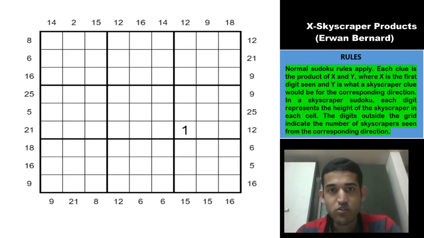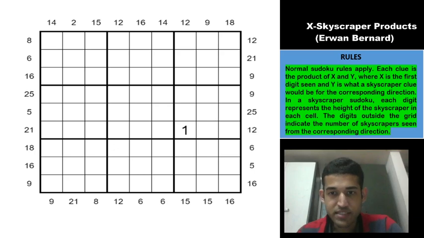So let us move on to the rules of the Sudoku now. Classic Sudoku rules apply. Each row, each column and each 3x3 box will contain the digits from 1 to 9 without repetition. Also, each outside clue, as you can see on the border of the grid in all four directions, denotes the product of x and y, where x is the first digit seen. So if you take this clue, the x would be this value, and y is what a skyscraper clue would be for the corresponding direction.